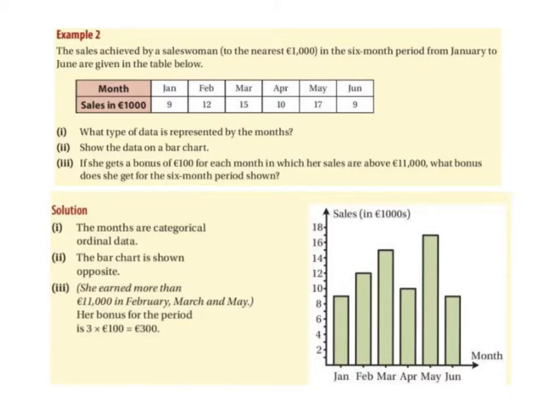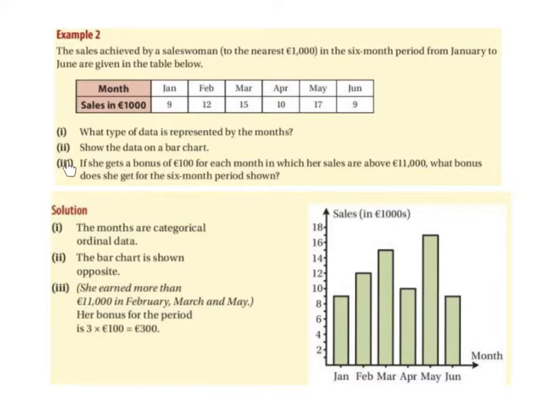There's a specific order. Part 2. Show the data on a bar chart. So the bar chart is shown opposite. So we have our x-axis is the months from January to June. Our y-axis is the sales in thousands. Very important to note that the bars, the green bars, are all equal width. And also very important to note that the gaps between the bars are also equal width.